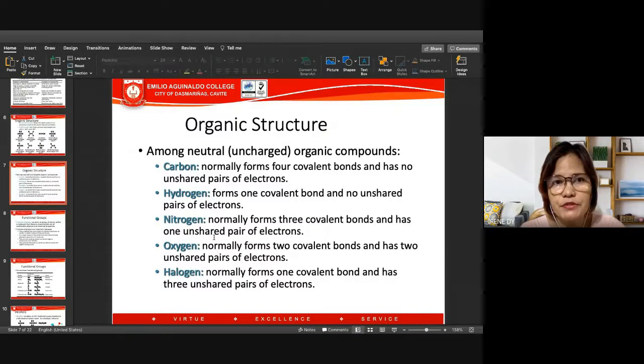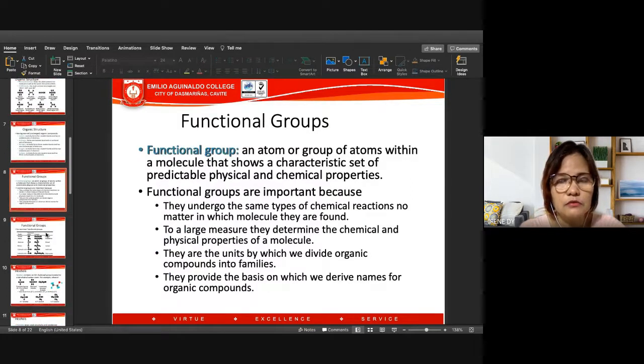NH4. Pag sa ions, no? Okay, sa ions, like ammonium. Okay. Oxygen normally forms two covalent bonds and has two unshared pairs of electrons. So, dalawa. Good example na maganda sa oxygen that shows two covalent bonds. Okay. Kasi under group 6 si oxygen, di ba? Okay. So, and of course, halogen, the group 7, 1 covalent bond. And it will give you 3 unshared pairs of electrons. Remember, class, here we are talking about covalent bonding na, which means sharing of electrons.